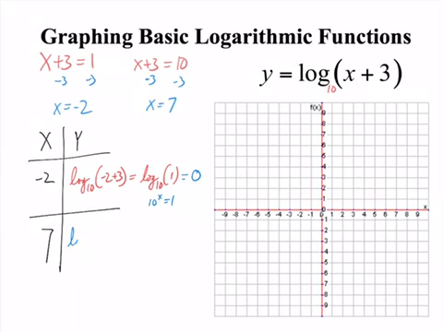Next one, I do log base 10 of 7 plus 3, which is log base 10 of 10. What is that saying? That's saying 10 to the what power is 10, which would be 1. So we put 2 dots on here. We're going to put a dot at (-2, 0). And we're going to put a dot at (7, 1).